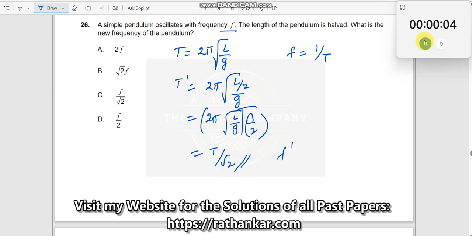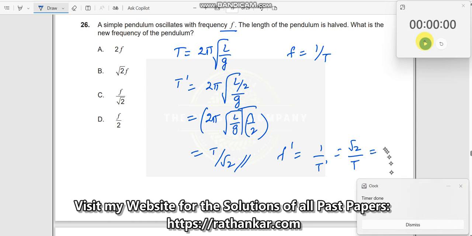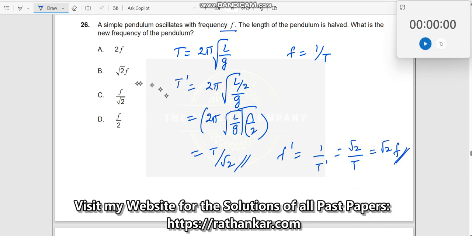What will F dash become? F dash will become 1 by T dash, which will be equal to root 2 divided by T, which should be equal to root 2 times F, right? So F root 2 is the answer.